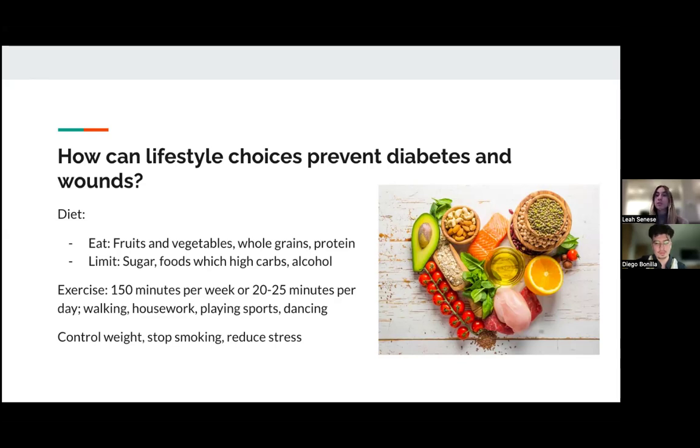And then it's also just important to control the weight, stop smoking if that applies to you, and also to reduce stress. So some ways you can do this are by journaling or going for a walk, like I mentioned, spending time with friends and family, just whatever you prefer.